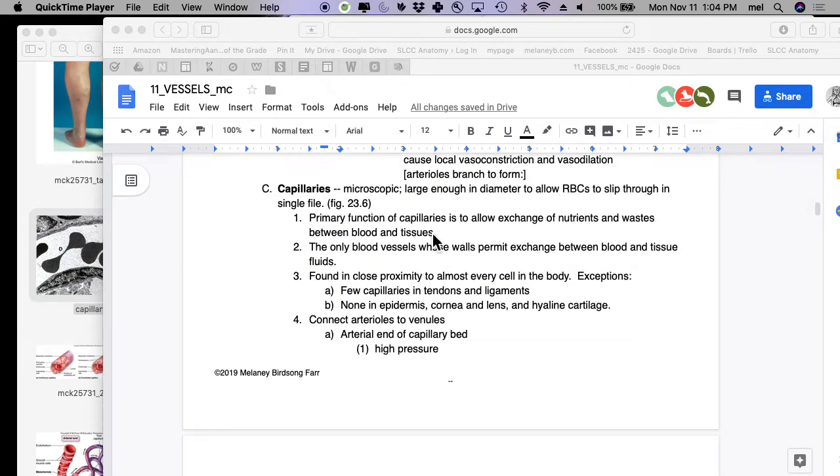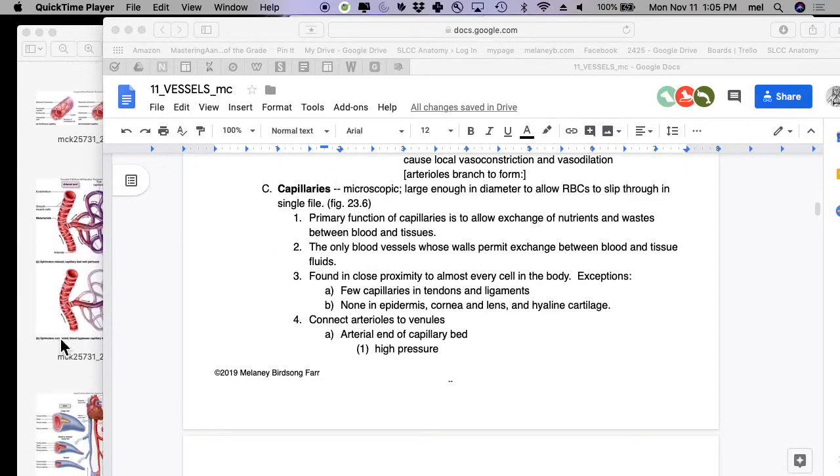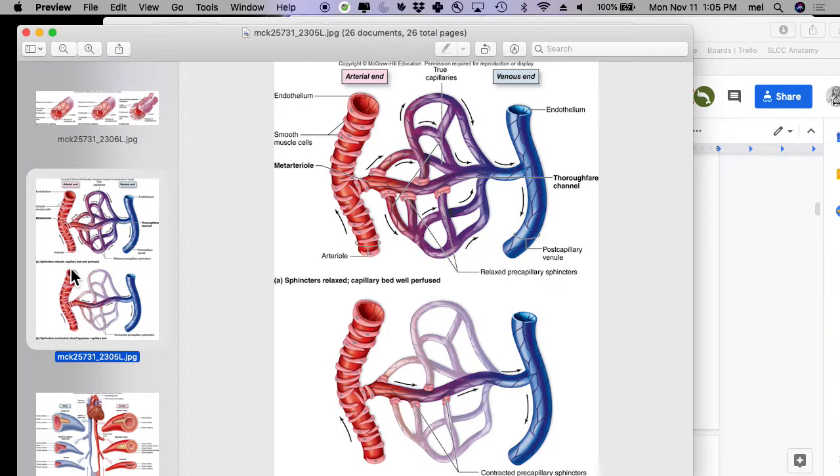Okay, so where we were last time was we were about at capillaries, right? Is that where we were? Like we did the precapillary sphincter thing, right? Yeah, I know we did that in here. That was us. Yeah? Okay.